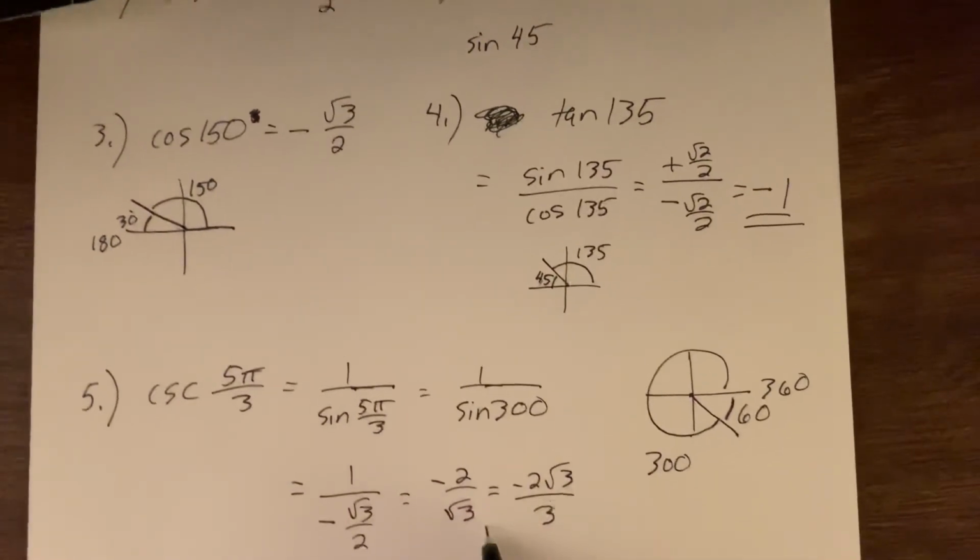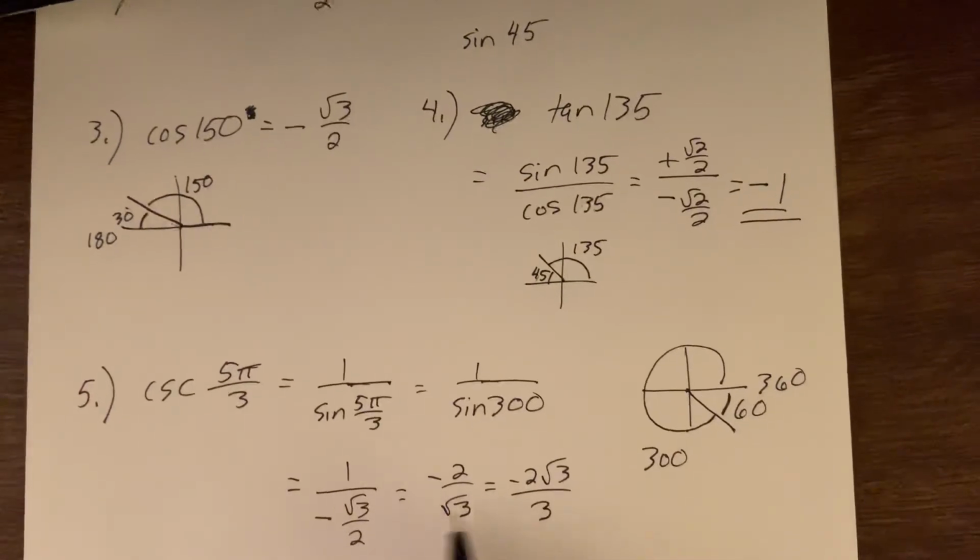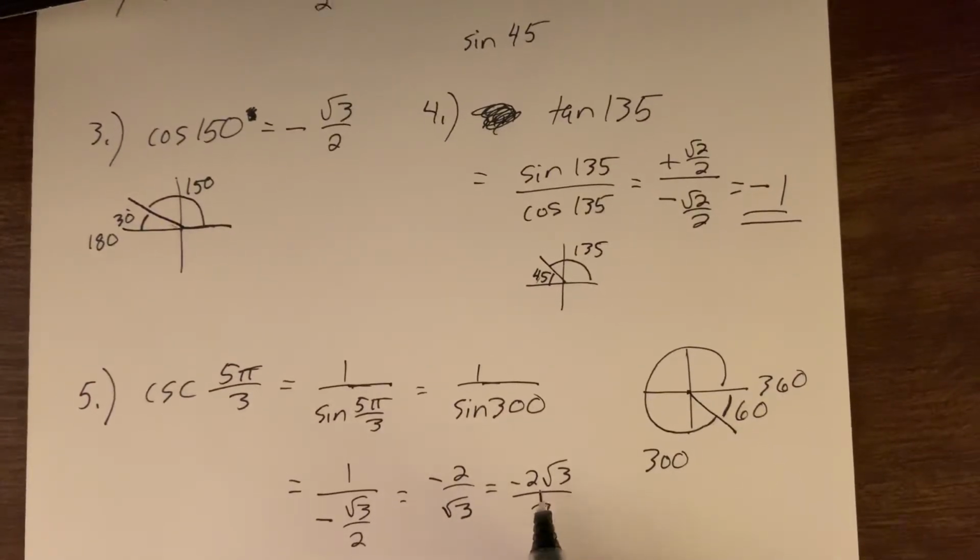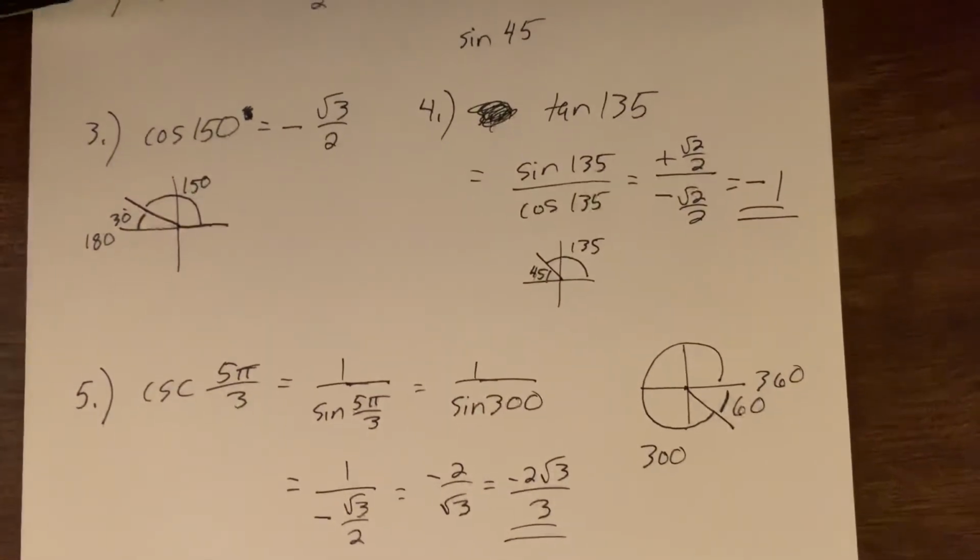Multiply top and bottom by radical 3 to get the radical to cancel in the denominator and end up with negative 2 radical 3 over 3.